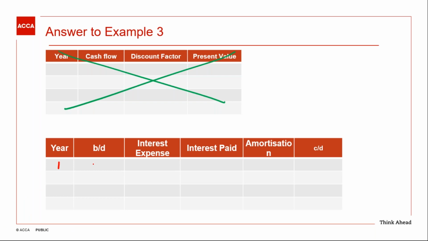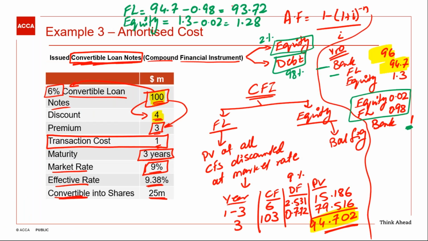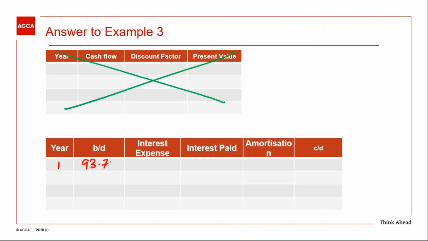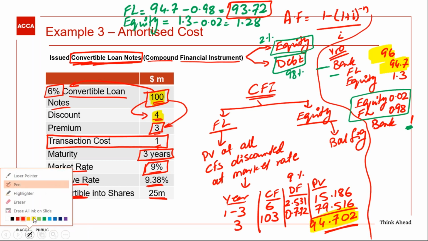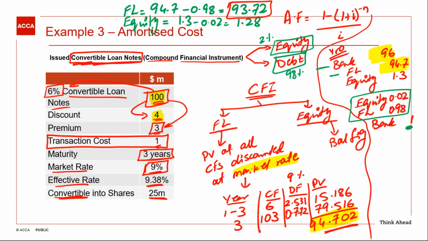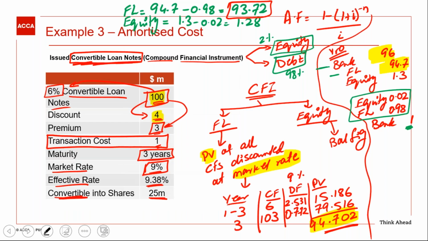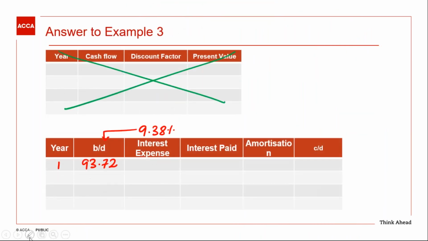So the liability brought down was how much? If I go back, the liability brought down is going to be 93.72 in the table. So 93.72, and now we are going to use the effective rate. The interest expense will always be calculated using the effective rate, but the present value that we had solved will be calculated using the market rate. The present value will be at the market rate and the interest will be at the effective rate. Why is that so? I'm going to tell you in a while, when I'm done with the calculation of this example.